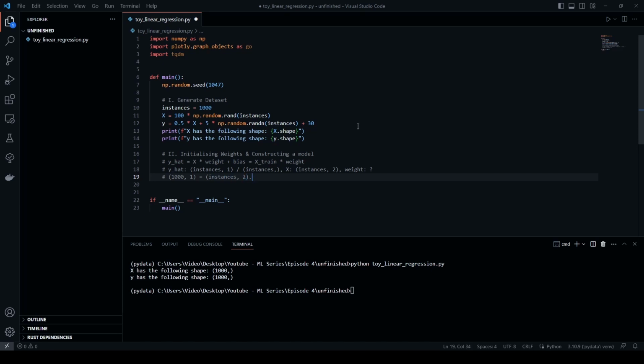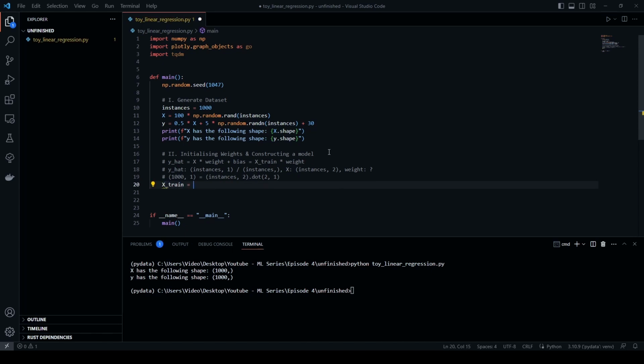So when we compute the scalar product, we can use the numpy method dot for that. We know it has to be 2, comma 1, right? It will be an array with 2 entries. The 2 entries will be the weight and the bias term. Since we are subsuming the bias into the weight, the dimension will be 2, comma 1. So let us construct this x train and the weights.